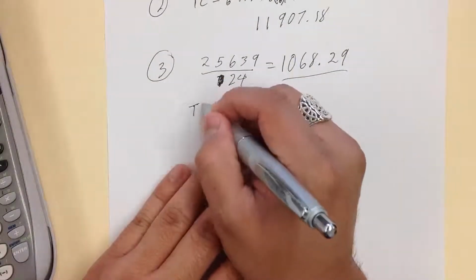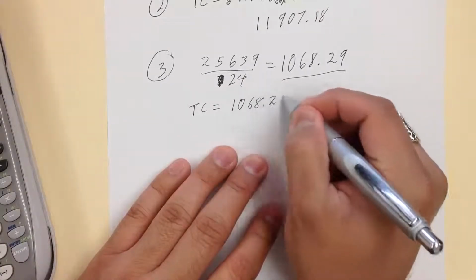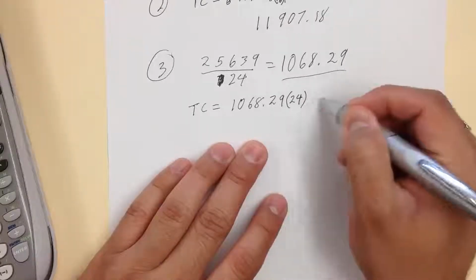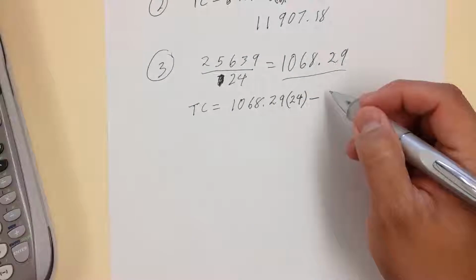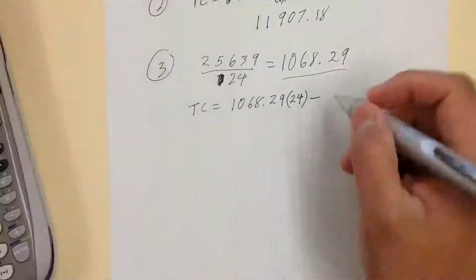So to get the total cost of this one, we take the amount for payments, the payment times the total number of payments, minus the worth of the car in 2 years. Now, the worth of the car in this one is $18,600.